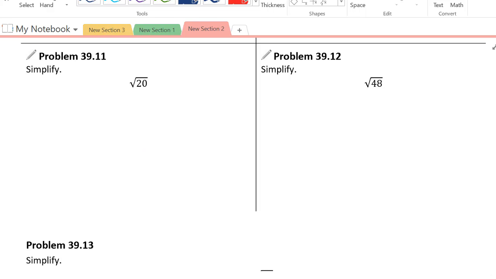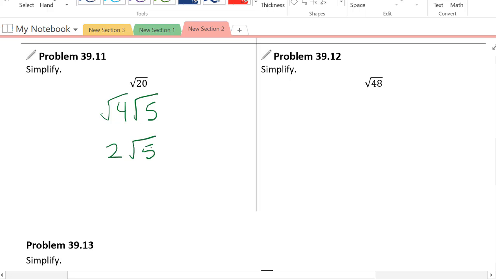So we have 20 here. Again, ask yourself, what's a perfect square that goes into 20? And you'll see that that would be 4 times 5. And the square root of 4 is 2. And then the square root of 5 is just square root of 5. Can't simplify that anymore. And why can't you use 2 and 10? Because 2 times 10 is 20. But again, what's the problem? You need to think of a perfect square that can go into it. 2 is not a perfect square, and 10 is not a perfect square. So you can't use 2 and 10.